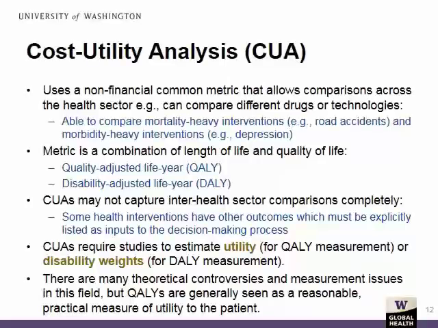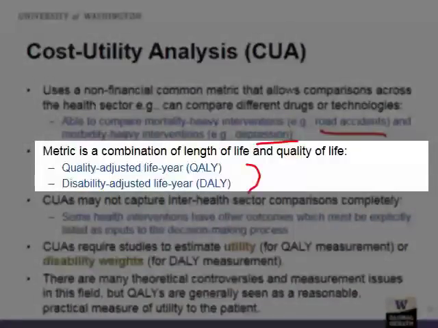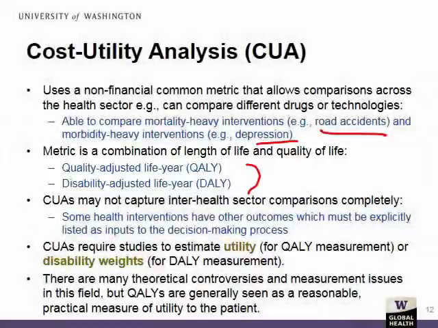Next, we have cost utility analysis, and these are the gold standard analysis in which we have non-financial metrics that allow us to combine the length of life and the quality of life. And like we said, they allow comparisons of interventions across the health sector. I've already been giving this example of road accidents and depression, because depression is morbidity heavy and road accidents are inherently mortality heavy. And the two main metrics are the QALY and the DALY, and in week 4 we're going to look at details of how to think about and calculate QALYs and DALYs.